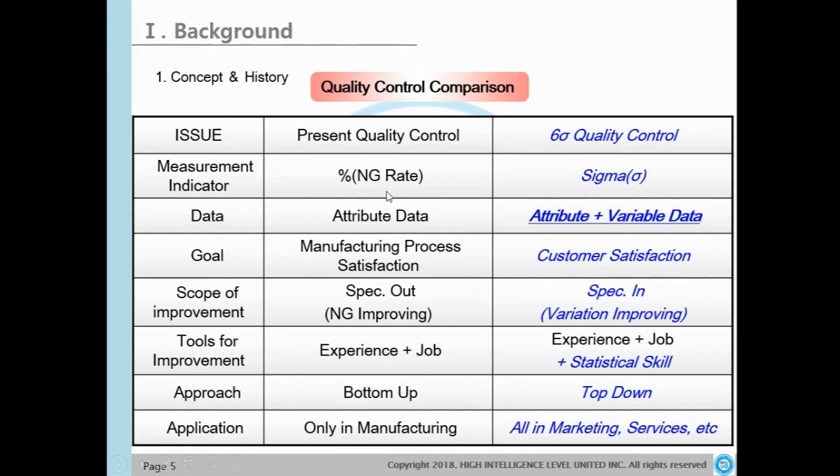Measurement indicator, normally we use percentage, just NG rate. In Six Sigma, we use sigma level, sigma. And data is mostly attribute, discrete, meaning countable data. In Six Sigma, we also use attribute together with variable data. Variable data means measurable data. So at first, let's see what is attribute and what is variable data.